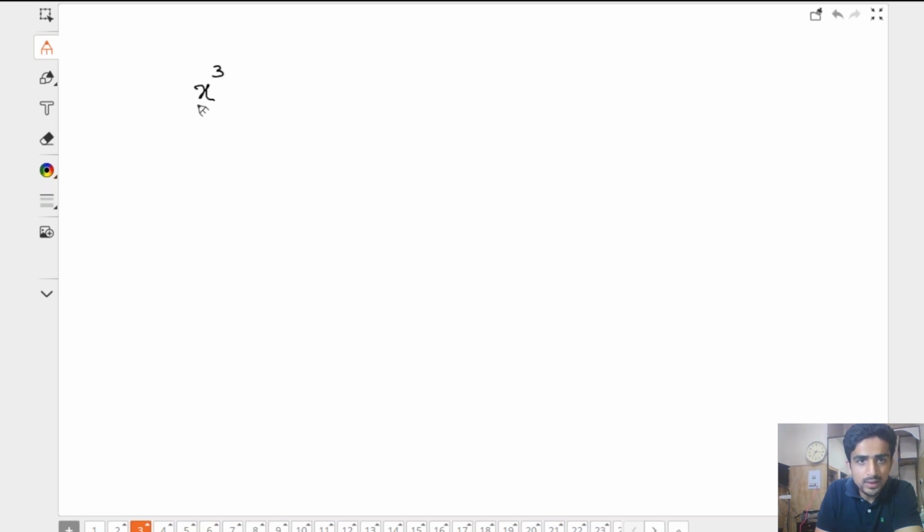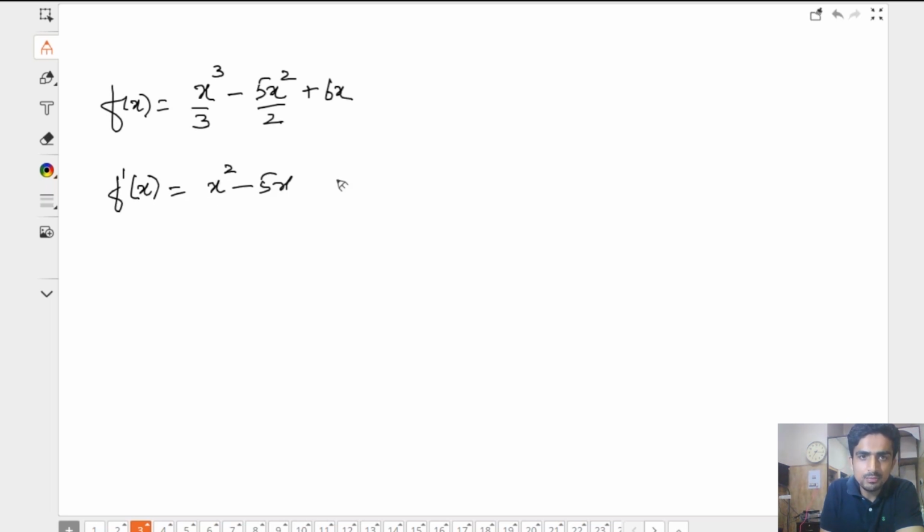x cube by 3 minus 5x square by 2 plus 6x. The question is whether it is 1-1 or not. So clearly I will find the derivative. It comes out to be x square minus 5x plus 6, which can be written as (x minus 2) into (x minus 3).